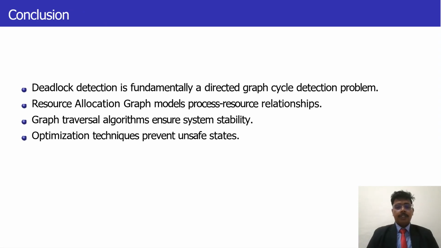Conclusion. Deadlock detection is fundamentally a directed graph cycle detection problem. The resource allocation graph models system dependencies clearly. Graph traversal and optimization algorithms ensure that processes do not remain stuck in circular waiting conditions. This demonstrates how graph theory plays a critical role in maintaining operating system stability.